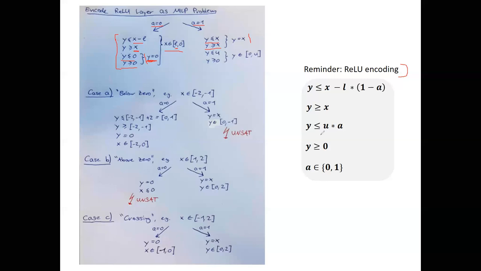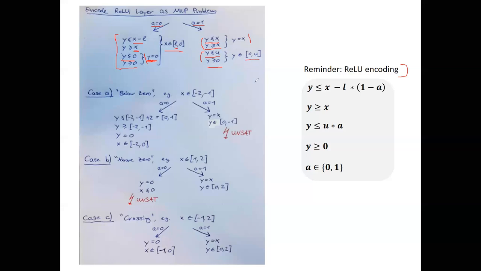Then we have y is less than or equal to u times a. Well, a is 1, so we're going to end up with y is less than or equal to u. And then we know that y is greater than or equal to 0, because y has to be non-negative. And so the top ones imply that y is equal to x, and the bottom ones imply that y is between 0 and u.